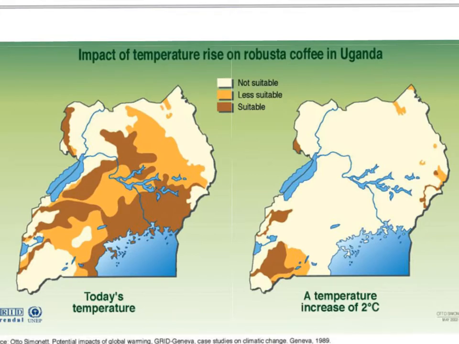So we take the example of Uganda. Uganda's biggest export is coffee, and these are the areas in Uganda that are suitable for the cultivation of coffee at the moment, but if the temperature in Uganda increases by 2 degrees, we can see here that most of those areas will not be suitable for the cultivation of coffee. It will basically just be the mountainous areas of Uganda where the coffee bean can be grown at altitude.